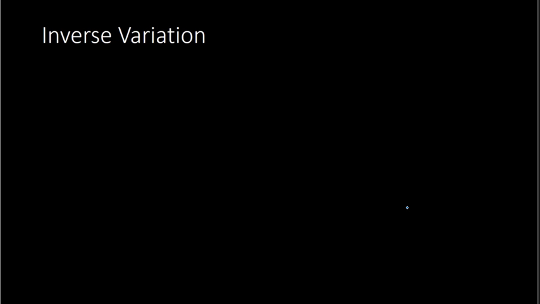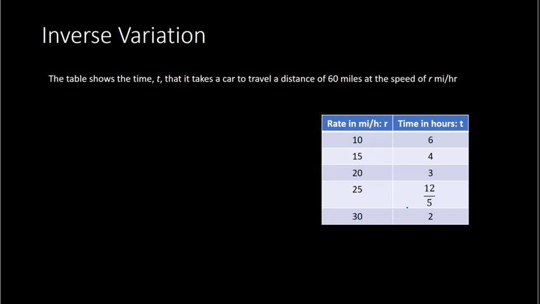In this video, you will learn about inverse variation. To begin, let's look at an example that illustrates this concept. Now let's say you're traveling someplace, and you are traveling 60 miles total. Now let's say you were to go 10 miles per hour. If you're going 60 miles at 10 miles per hour, it would take you 6 hours to travel that distance.